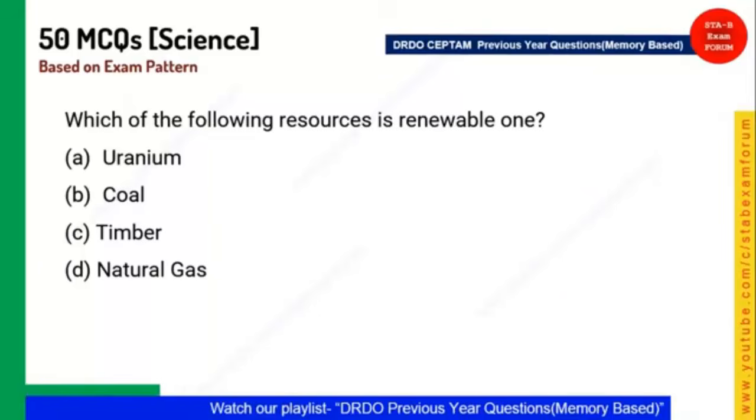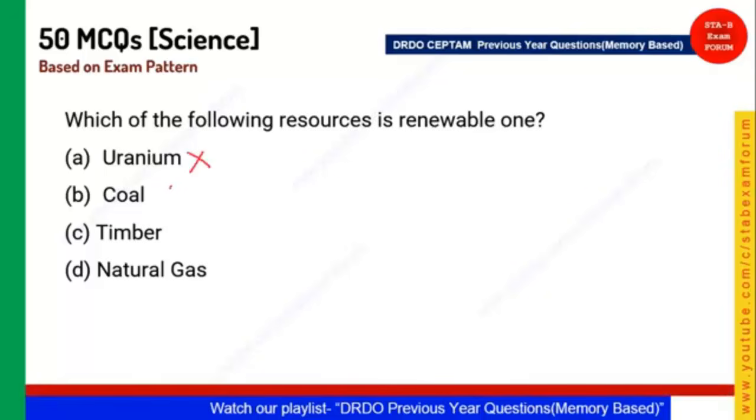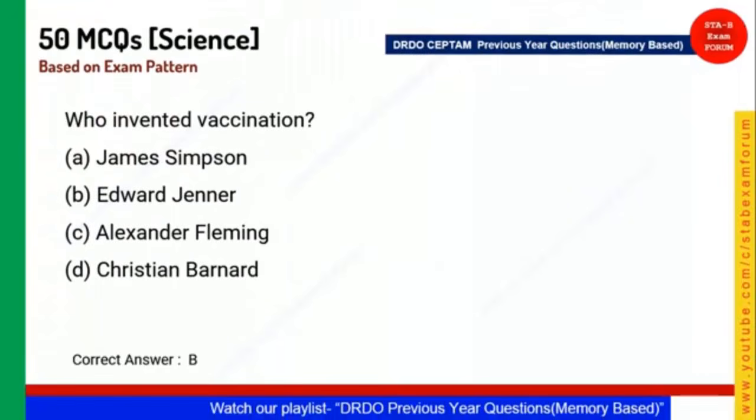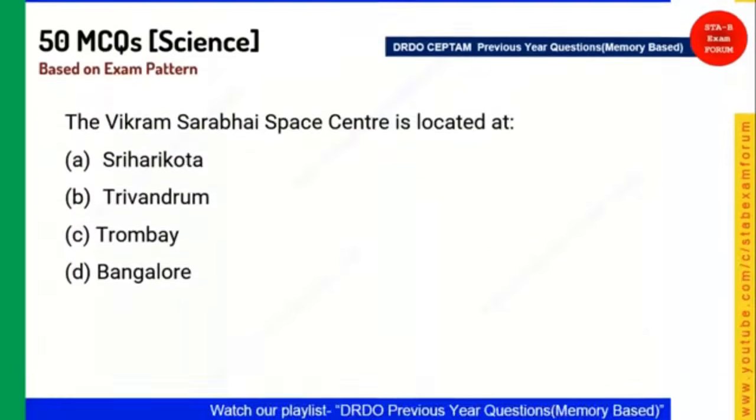Which of the following resources is a renewable one? A very good question, student. You can straight away eliminate uranium, coal and natural gas. So you are left with timber. Timber means plants, so these plants are the correct one. Who invented the vaccination? Student, as you know, Edward Jenner is the inventor of the vaccination, whereas Alexander Fleming discovered penicillin. So option B is the correct answer.